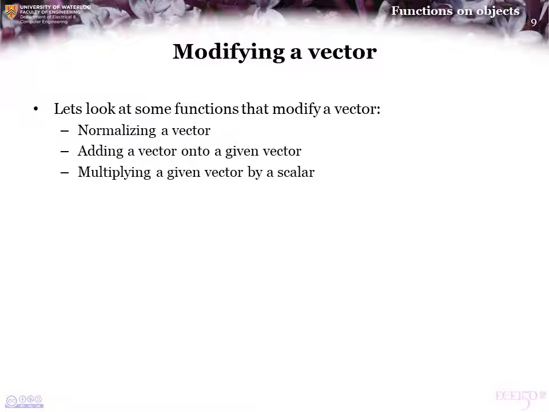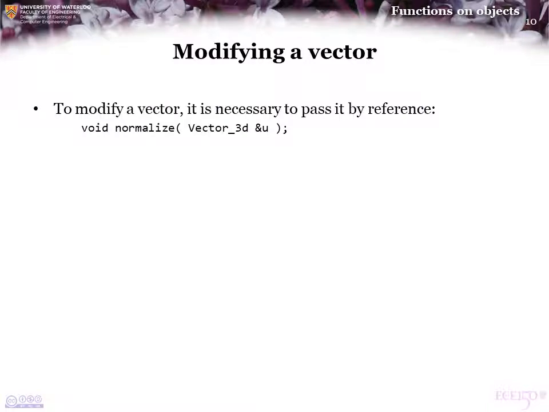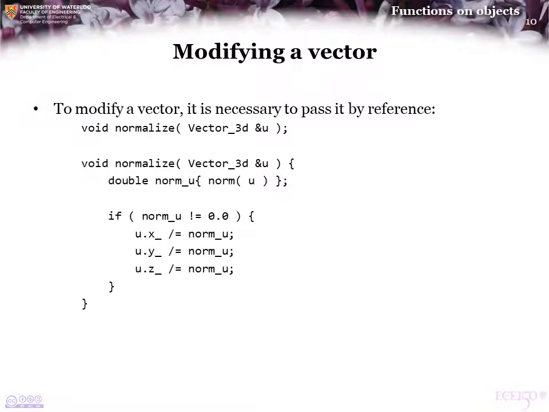This differs from the two previous implementations we had, which just took two arguments and returned a new vector. So, to modify a vector, it's necessary to pass it by reference, but not by constant reference, as we wish to change the member variables.